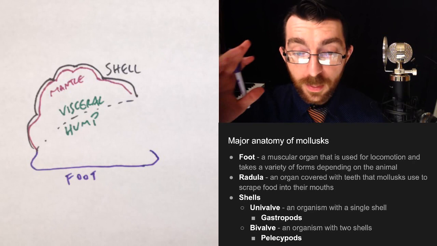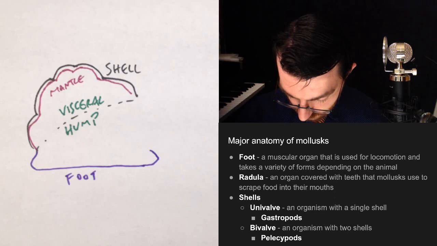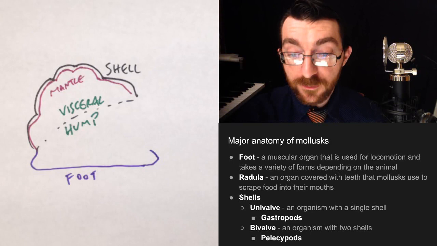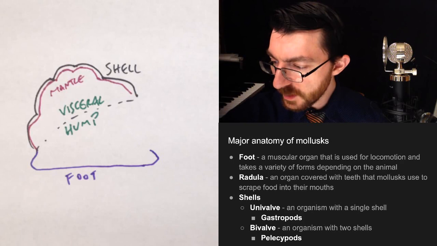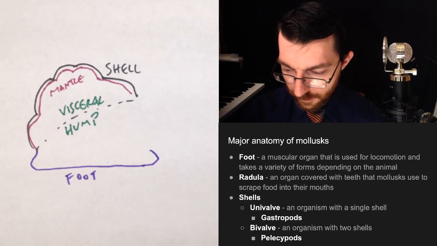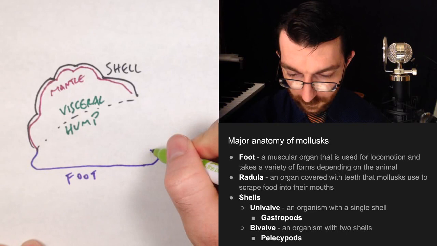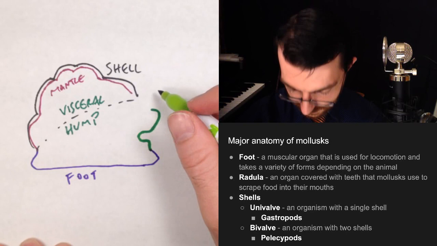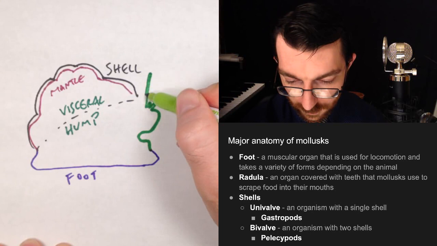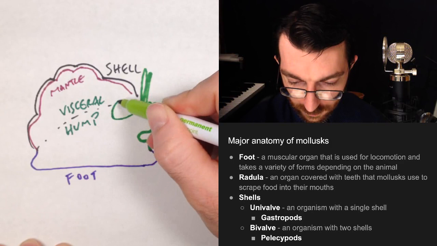A radula is the organ covered with teeth that mollusks use, here we go, to grind, to scrape food into their mouth. So I'm gonna have to draw its head here. I'm using up as many colors as I can so that you can distinguish parts. Let me go ahead with green for this. Wow. Okay, that's the cutaway of its mouth. And let me give it some, there we go. It's so cute. All right, there's our snail.